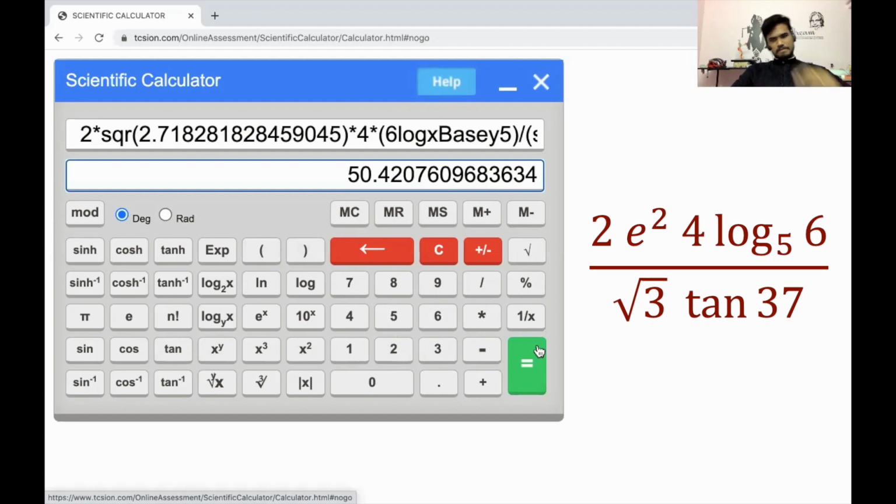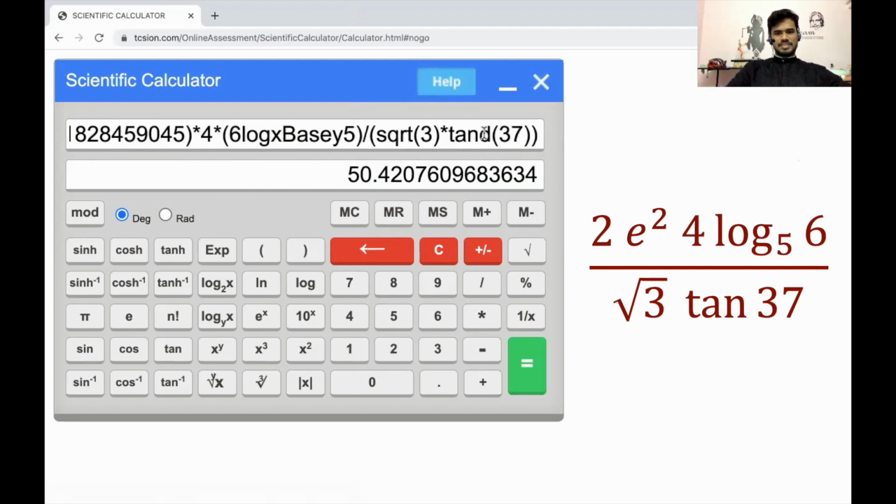Others, and the scientific calculator result, yeah, 50.42 sounds right. See, if you're not getting 50.42, we'll do this once or twice, because once you get kind of used to such expressions, you'll be fine.